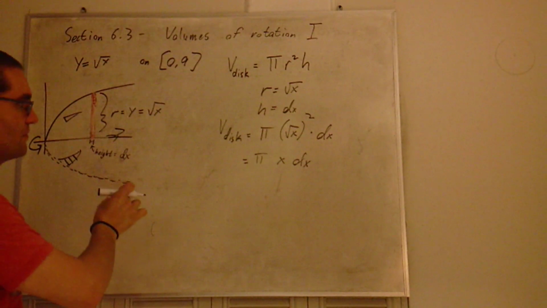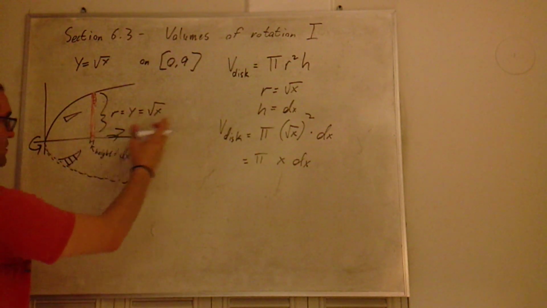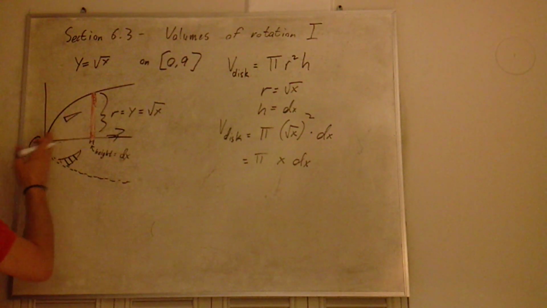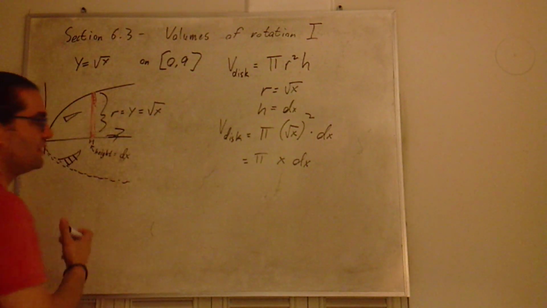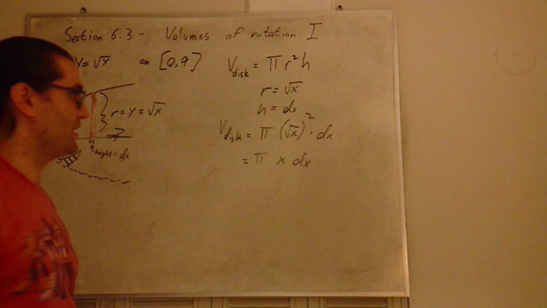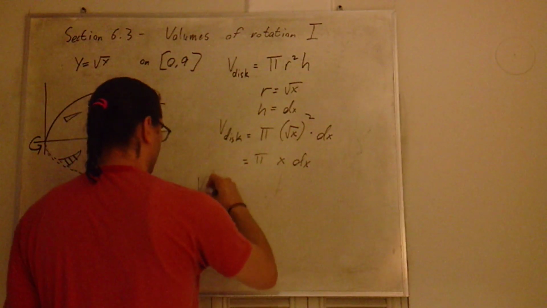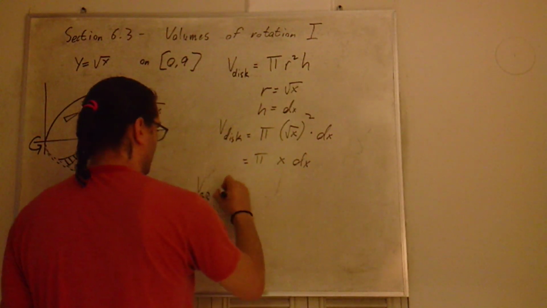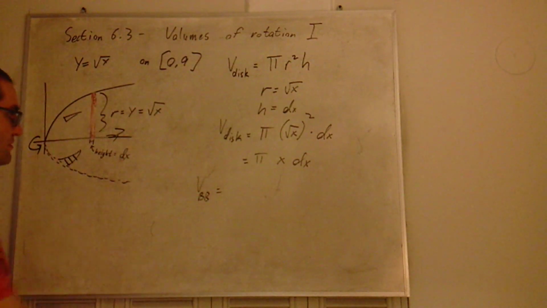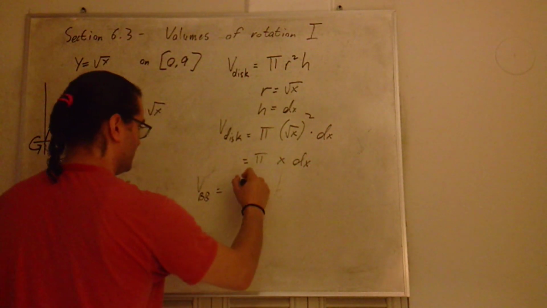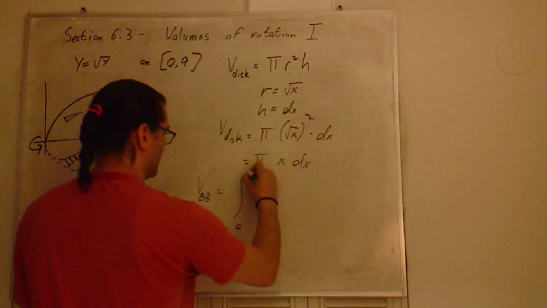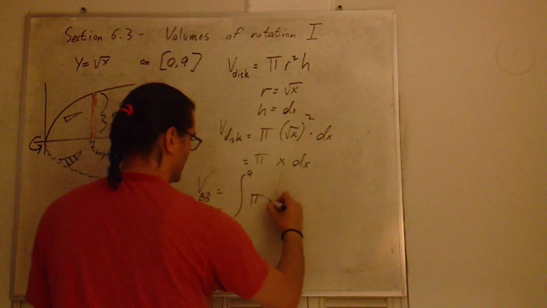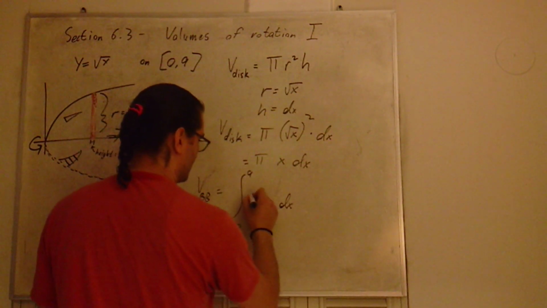And it varies across this range. Over here it's going to be really small. Over here it's going to be really big. We need a way to add all of these volumes together. And we have that. It's the integral. The volume of Bullet Bill is going to be the sum from 0 to 9 of all of these disks, pi x dx.